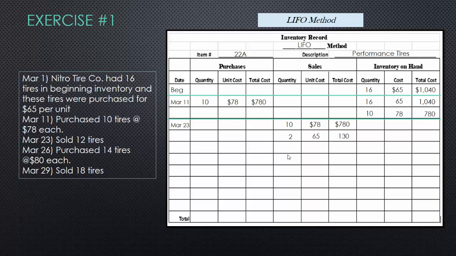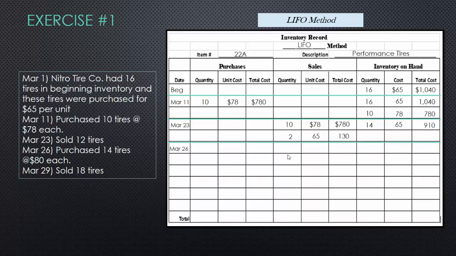What do we have left? Well, we had 10 $78 tires and we sold them all. We had 16 $65 tires and we sold 2 of them, which means we are going to have remaining in our inventory on hand after this March 23rd sale 14 $65 tires in inventory with a total cost basis of $910.